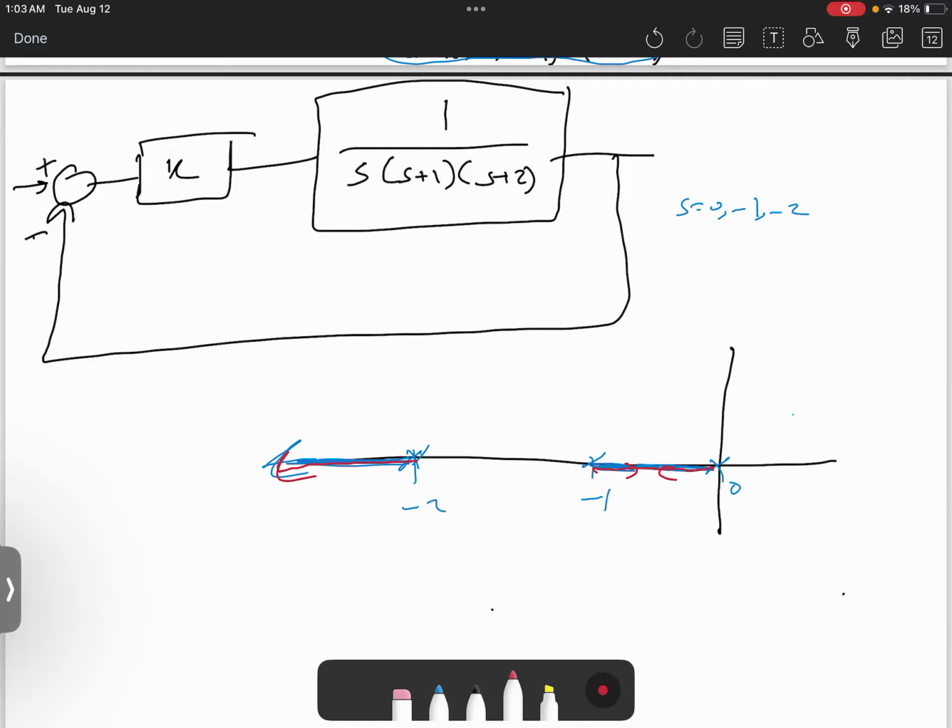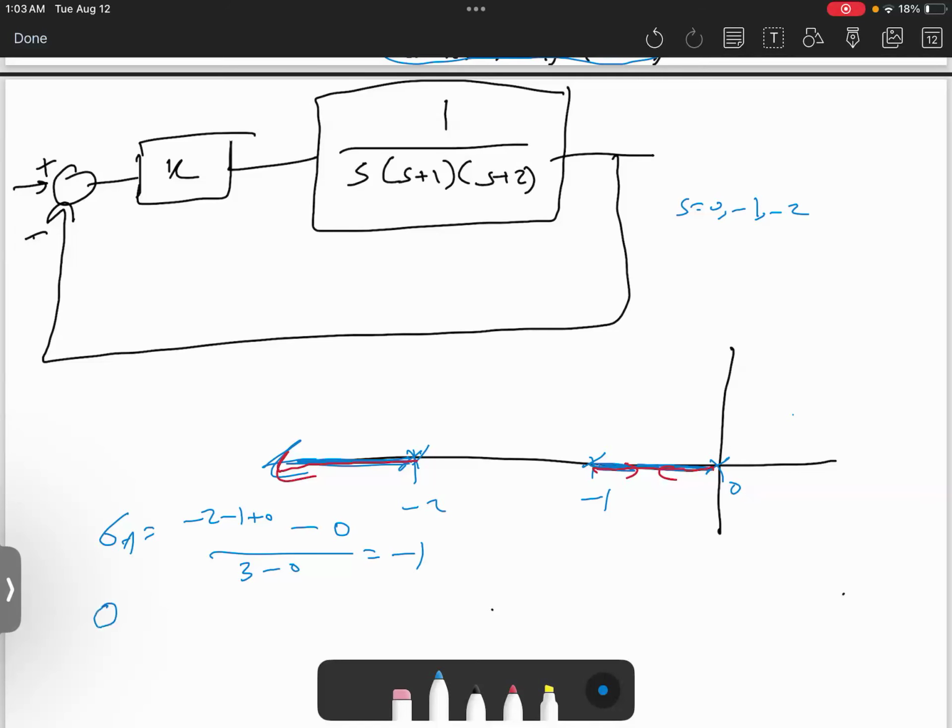So how can they go? We need to calculate the centroid first. To calculate the centroid, sigma A will be the sum of poles, -2, -1, plus 0, minus the sum of zeros, which is 0, divided by the number of poles minus zeros, 3 minus 0. This will be -3 divided by 3, which is -1.